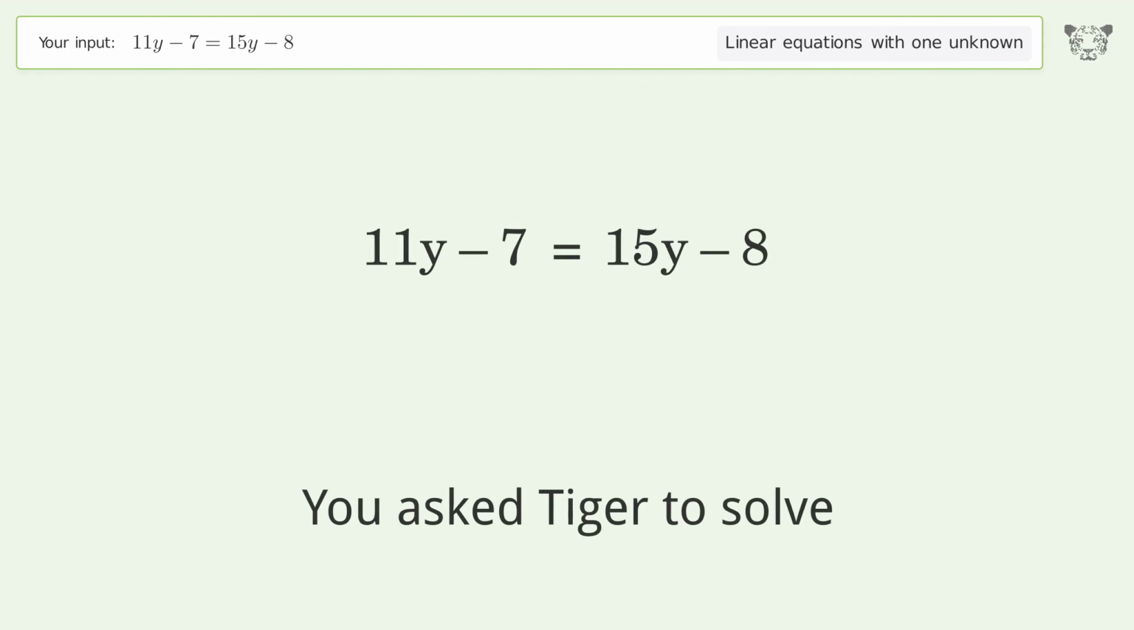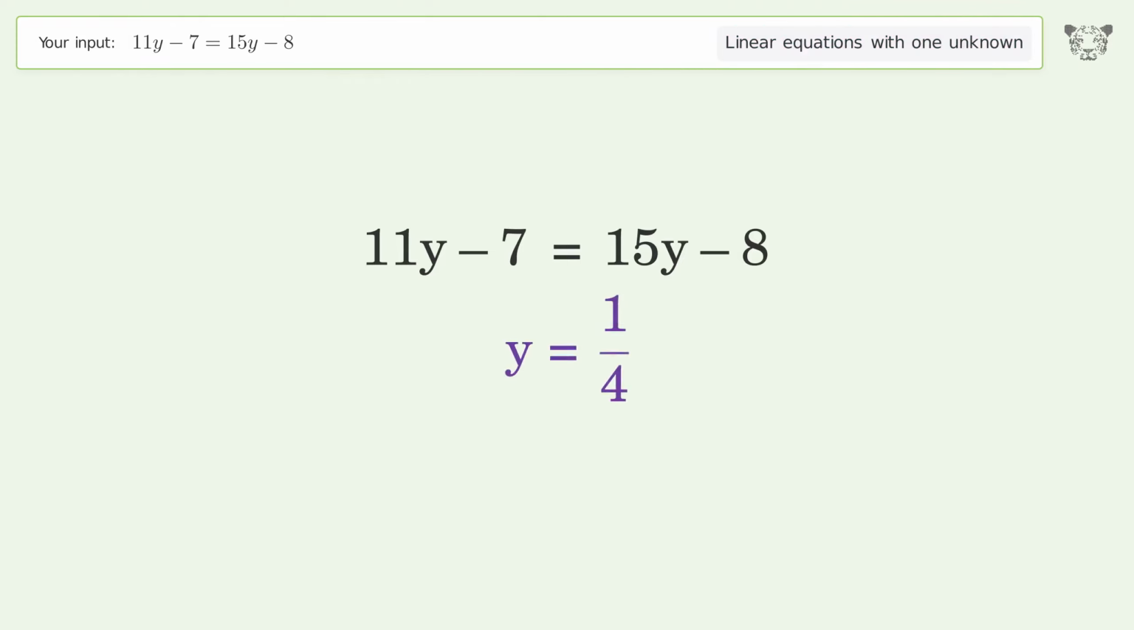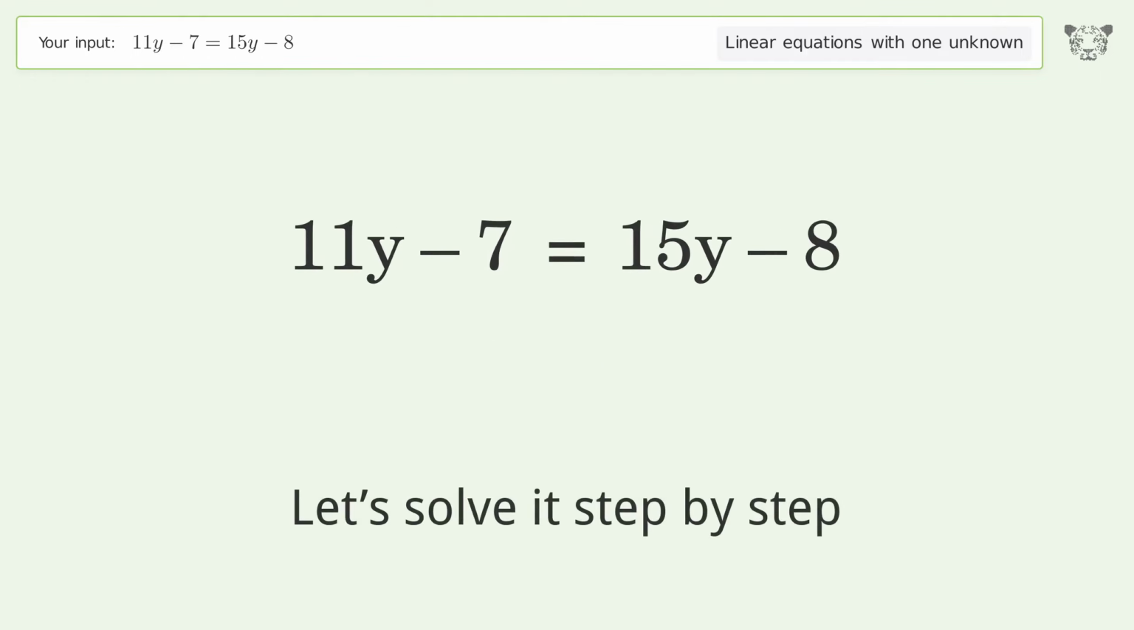You ask Tiger to solve this. This deals with linear equations with one unknown. The final result is y equals 1 over 4. Let's solve it step by step.